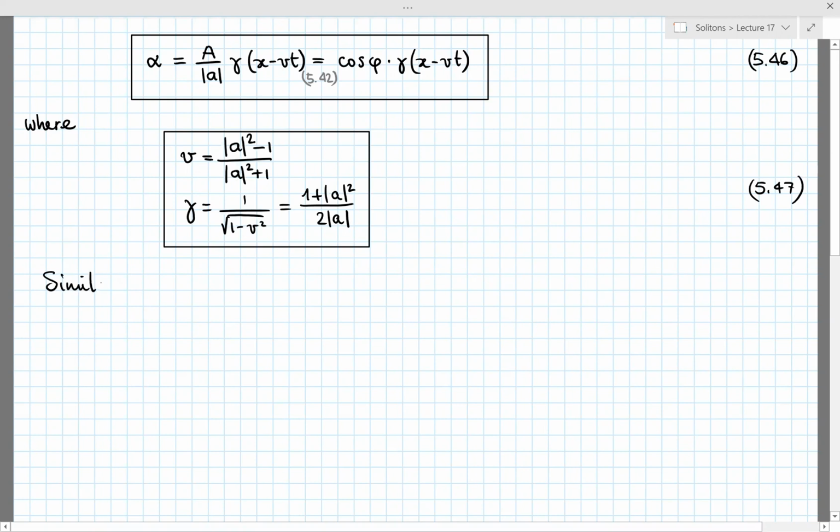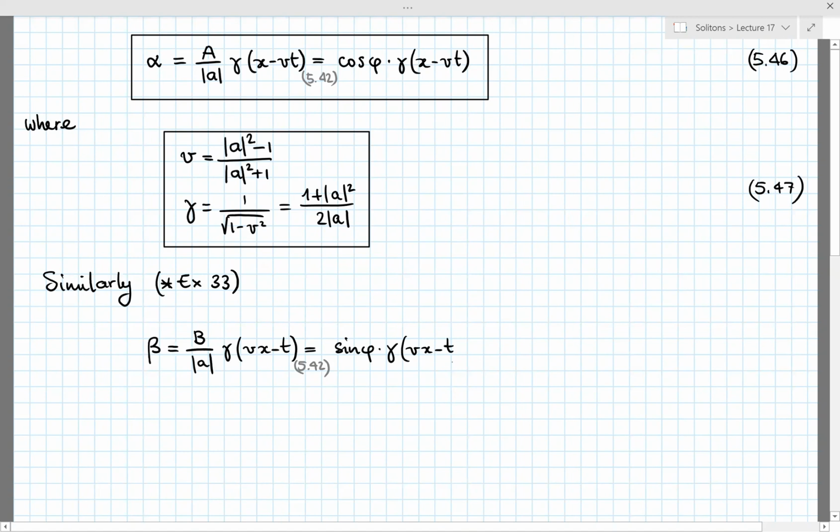Similarly, you can calculate, and this is exercise 33, beta, which I remind you is the imaginary part of theta 1, and that is equal to b over the absolute value of a, gamma times (vx minus t), or again, using equation 5.42, b over the absolute value of a is nothing but sine of phi, and that multiplies gamma times (vx minus t).